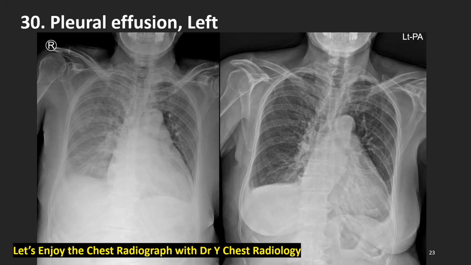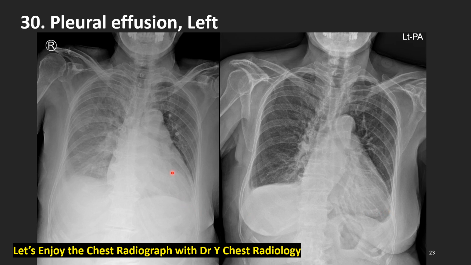Let's repeat again. Be confident with the second film of another patient. Right pleural effusion. You are confident about the pleural effusion here on the right side. Right pleural effusion with an intact normal right lung. Normal right lung with pulmonary vessels alive. And let's check the left side. Left pleural effusion with CP angle blunting in erect view.